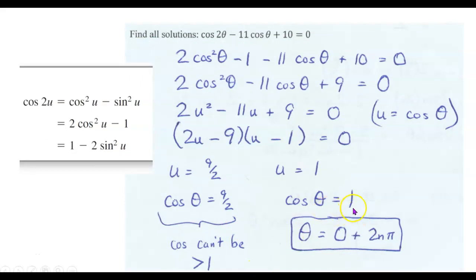And if cosine theta equals 1, the only angle whose cosine is 1 would be either 0 or something that is equivalent to that once or more than once around the unit circle. So 0 plus any integer multiple of 2 pi. So for this equation to be true, theta has to be either 0 or 2 pi or negative 2 pi or something like that.